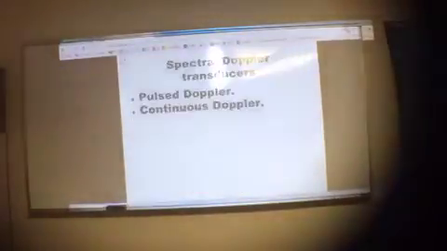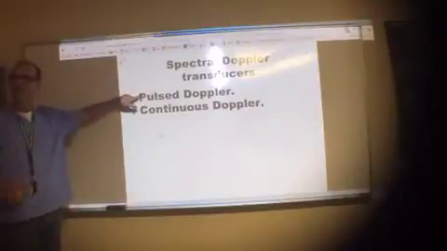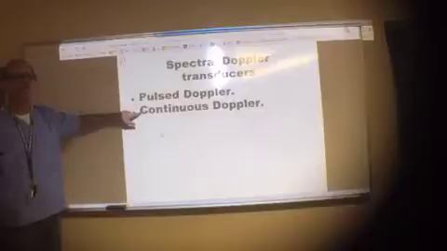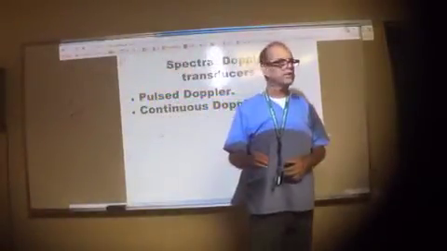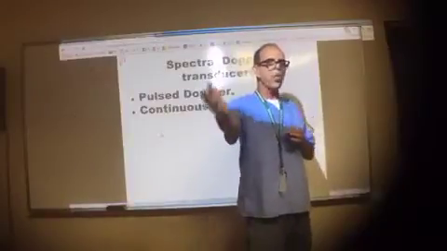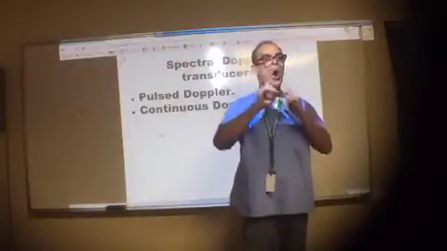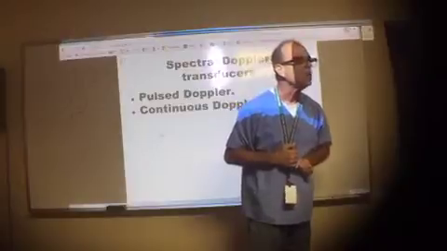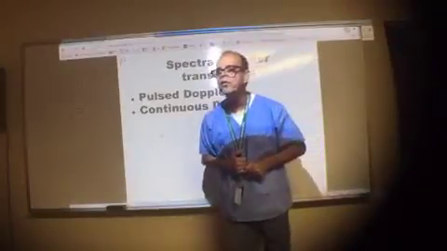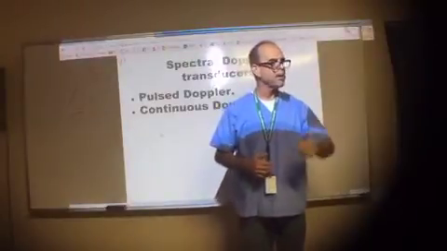Duplex ultrasound, spectral Doppler. For a spectral Doppler transducer, you can use pulsed Doppler that we have in the machine, and we can also use something called continuous Doppler. What is the difference? In pulsed Doppler, the machine produces a pulse and waits for the echo. In continuous Doppler, the machine is producing ultrasound all the time and getting the echoes all the time. This is the reason continuous ultrasound does not produce pictures, but it produces spectral Doppler.